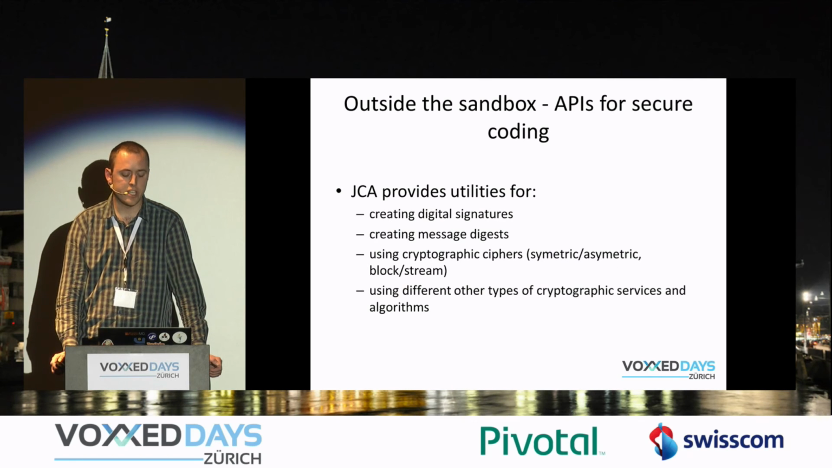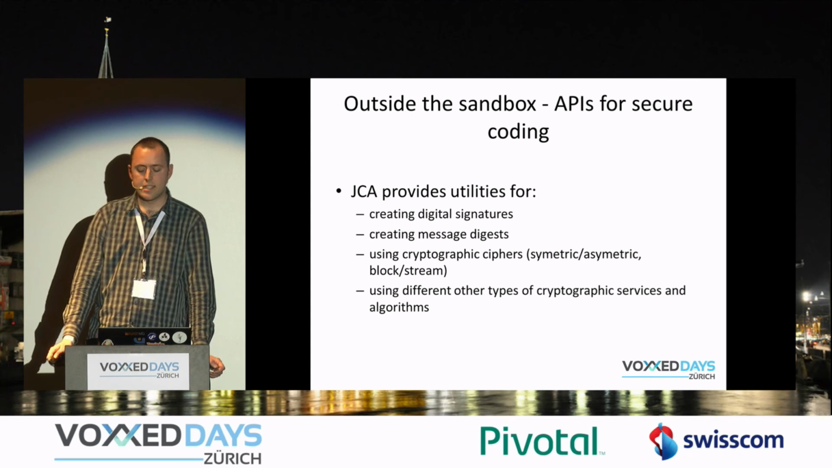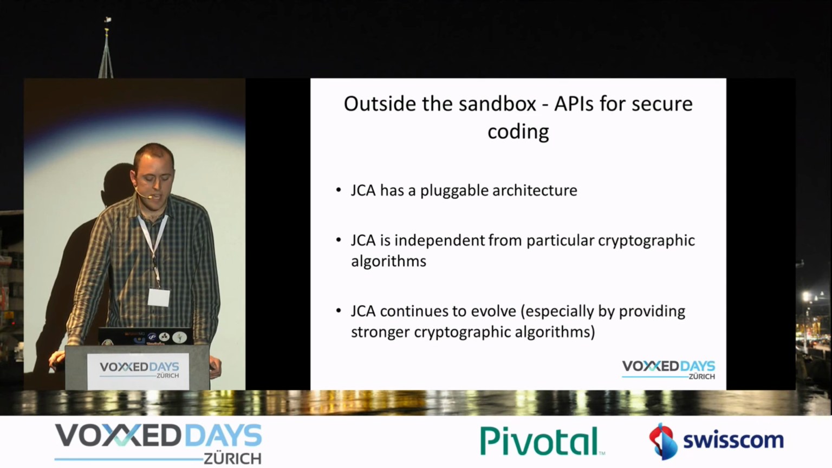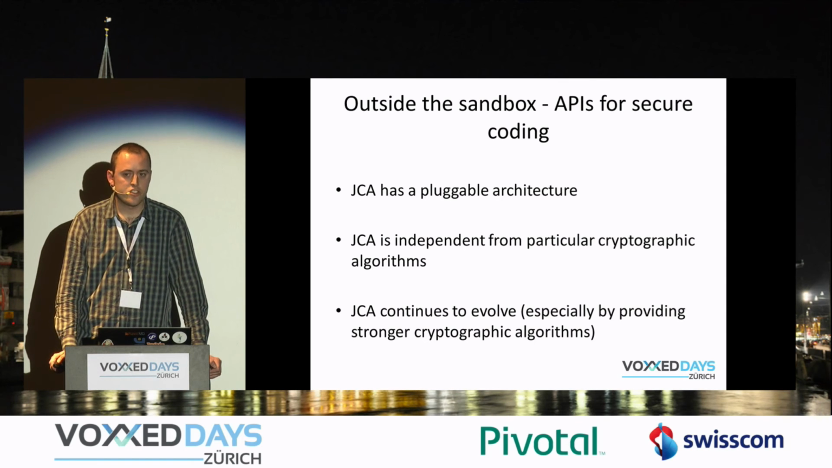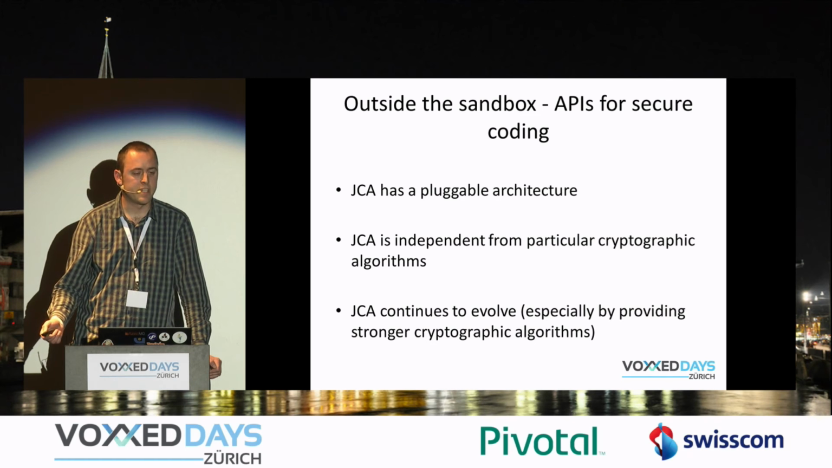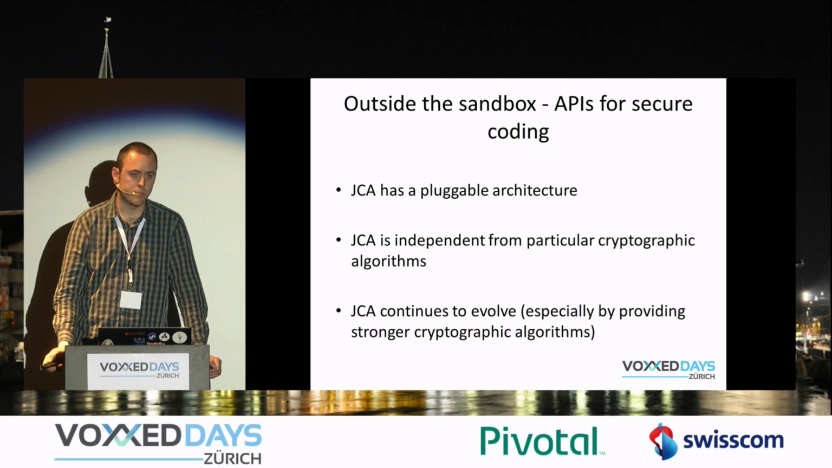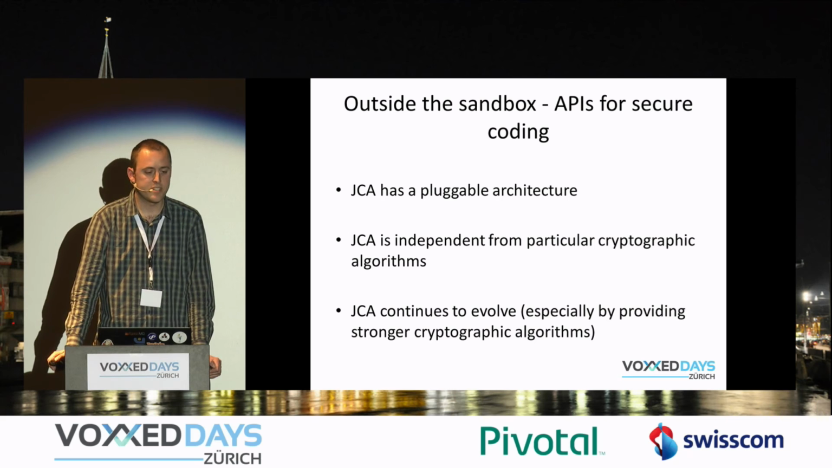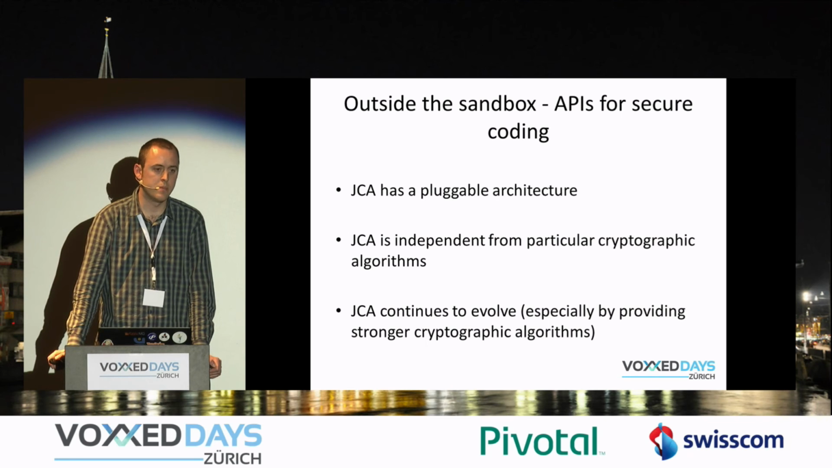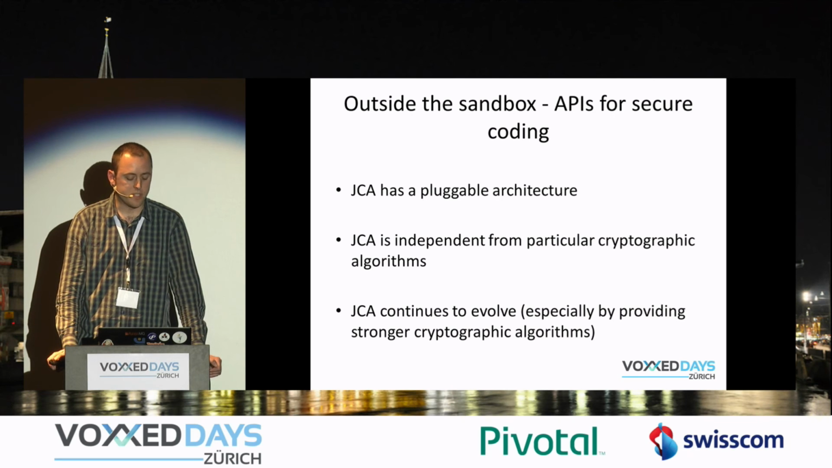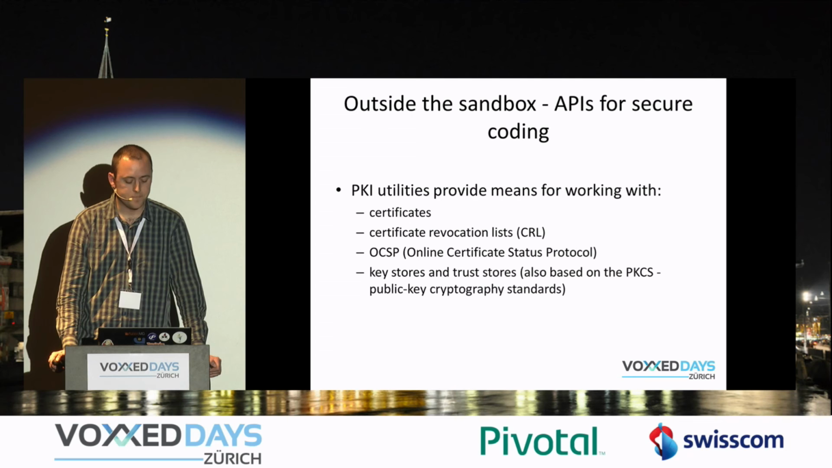So the Java Cryptography Architecture provides you with a number of utilities that allow you to create digital signatures, message digests, and all types of cryptographic ciphers as well. And what's important about this API is that it's pluggable. So the JDK just provides an abstract mechanism that allows you to implement different types of algorithms, for example, for creating message digests, for encrypting and decrypting source code. And there are libraries such as, for example, Bouncy Castle that provide particular implementations of that API provided by the JDK. And also the Java Cryptography Architecture continues to evolve, especially in terms of providing stronger cryptographic algorithms.